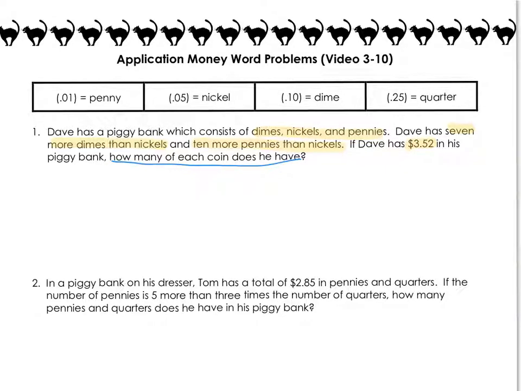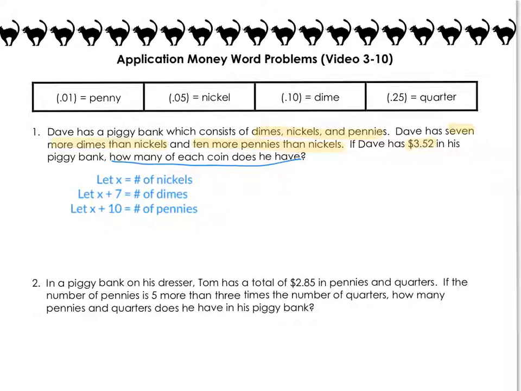Since there's more than one thing that we do not know, we're going to start off by writing some let statements. Because everything is compared to nickels, we said 7 more dimes than nickels and 10 more pennies than nickels. I don't know anything about nickels, so that's going to be my x. If I have 7 more dimes, then x plus 7 is the number of dimes, and the pennies, we have 10 more than the nickels, so x plus 10.